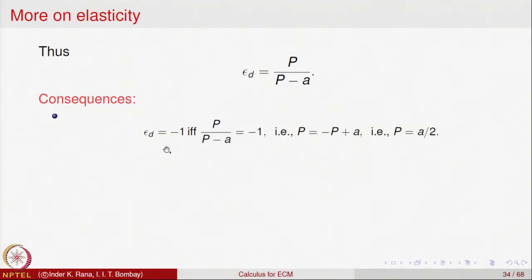For example, we said that epsilon d is a number between minus infinity and zero, and it is a negative number. So, if it is equal to minus 1, this will happen if and only if P divided by P minus A is equal to minus 1, right. And when we solve that equation, that says P is equal to A by 2. If P is equal to A by 2, then coefficient of elasticity is equal to minus 1. That means there is a unit elasticity at that point.